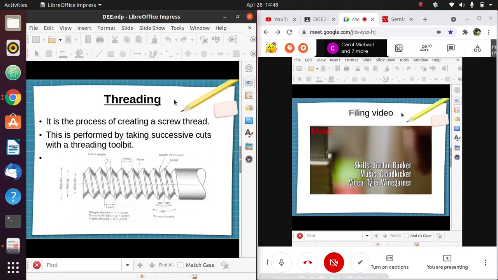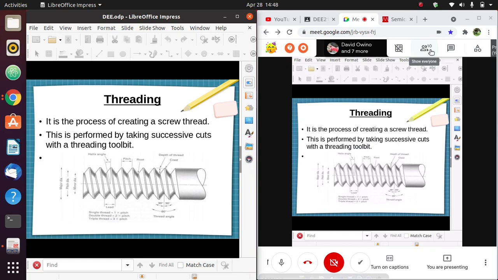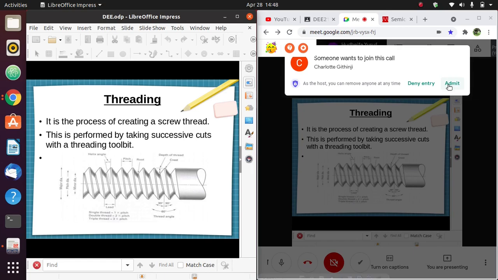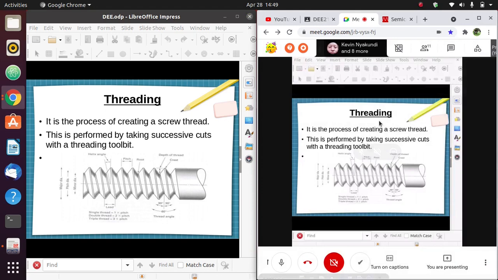Now, that video has just shown us the process of filing. That process itself has shown us the filing process, from the types of files to the techniques used in filing. The thing that I want to mention in that video is that umeona katika procedure anatumia mikono miwili.